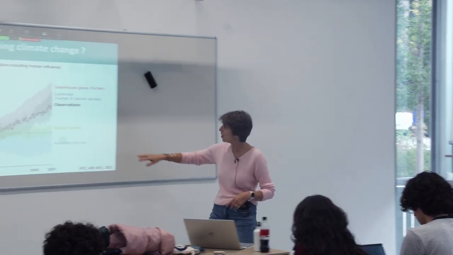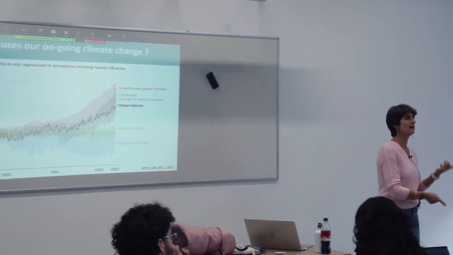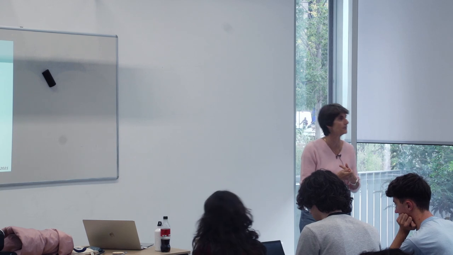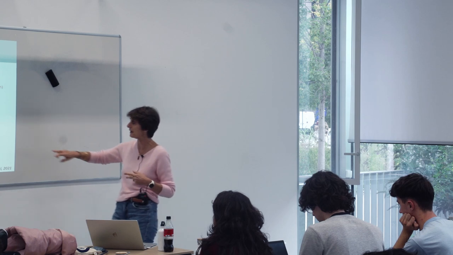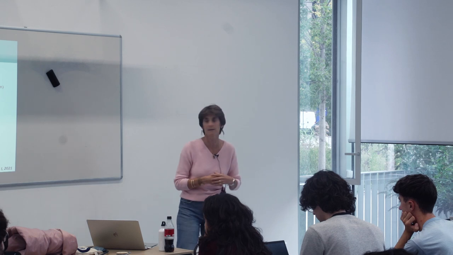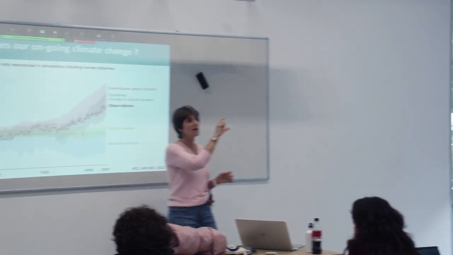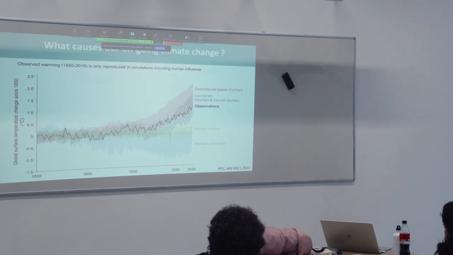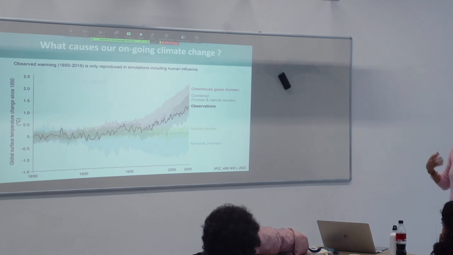So we first try only the natural causes: solar eruption and volcanic eruption, because in the past we have observed them. In the future, it's hard to predict the volcanic eruptions. It's not so hard to predict the solar ones, but the volcanic ones are quite hard. And all the natural variability that our model can create. And you see that if we just take into account the natural causes, we stay around the zero line, so nothing happens. If natural causes were the sole players of the last 150 years, we would not have global warming.